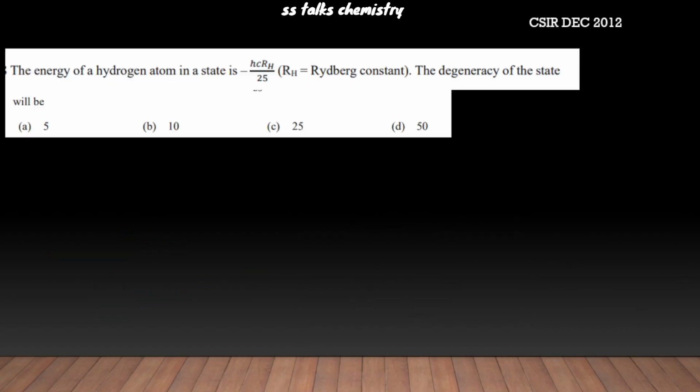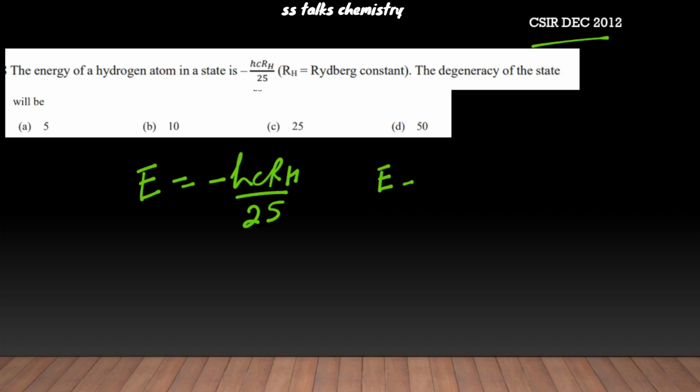Okay. Next, again CSIR December 2012. The question says the energy of the hydrogen atom in a state is minus hcR_H upon 25. The degeneracy in this we have to find. So the general formula for the energy, we know, is minus hcR_H Z² upon n².